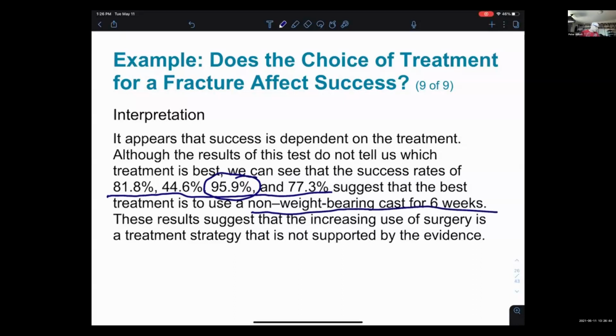These results suggest that increasing use of surgery is a treatment strategy that is not supported by the evidence, because even though it's got a higher rate than maybe some of the alternatives, it doesn't have the best rate, and you should more often increase the treatment to match the best chance of success, since there does seem to be a dependence of success on what type of treatment was used.